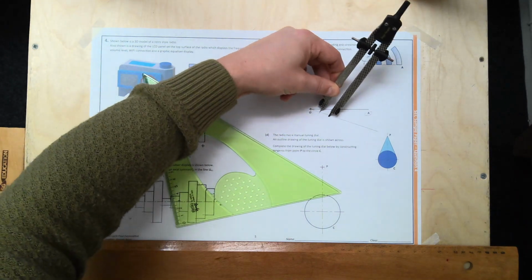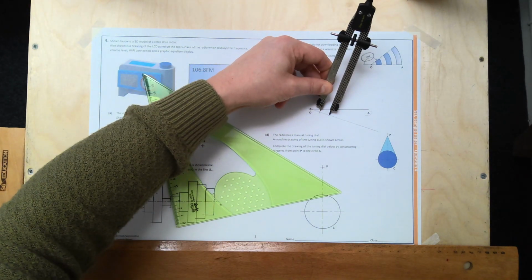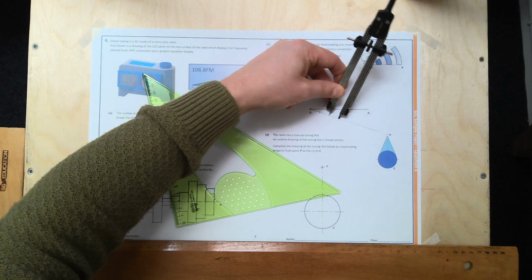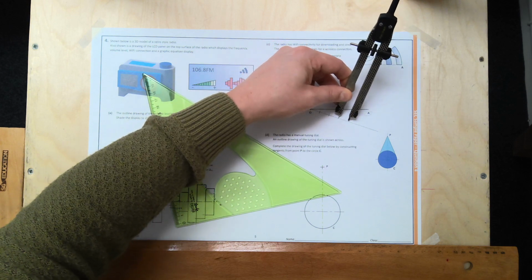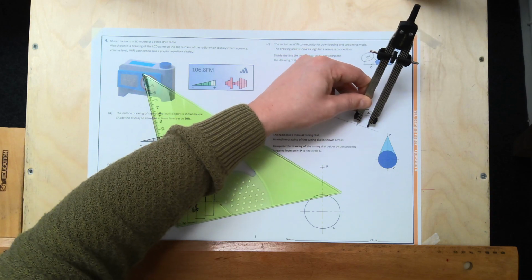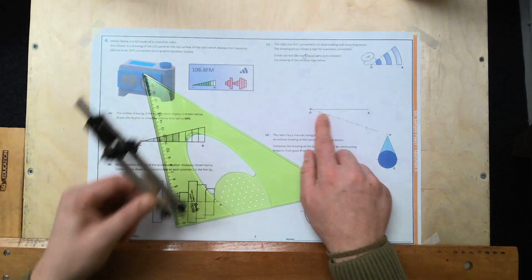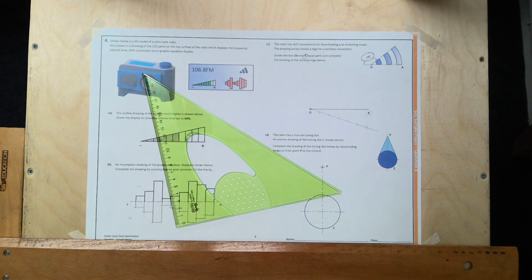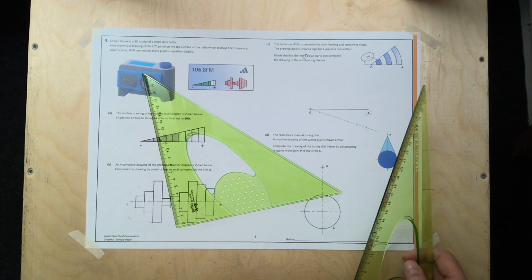Keeping that compass at the same distance, just move the steel each time, that's all you have to do, and we're going to step it 6 times. Okay, so 1, 2, 3, 4, 5, 6. Job done. Now, sliding set squares.